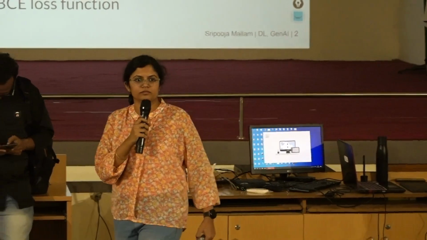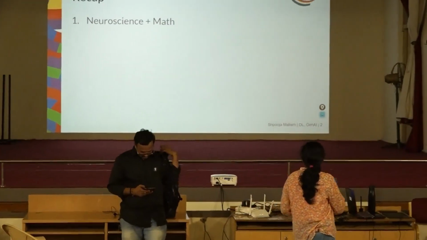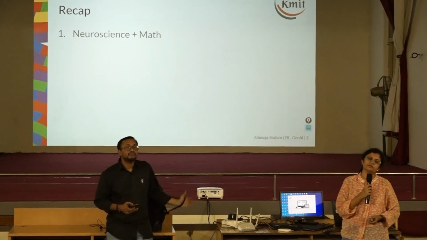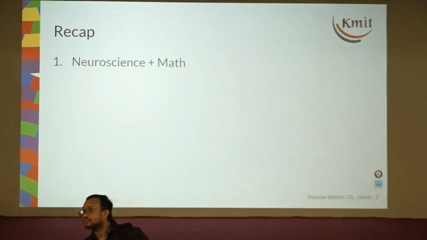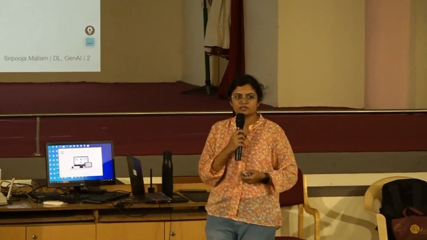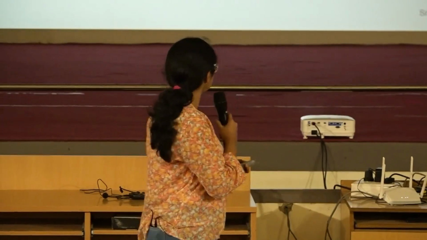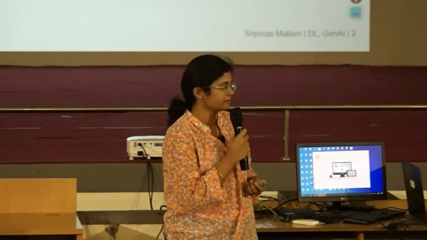Okay, so we'll start once again. So what was discussed yesterday? We started with a little bit of neuroscience, mathematics, and then we touched upon the fundamentals of deep learning, right? Up to the feedback process, the loss function is what we discussed in yesterday's session. And we also discussed the steps in training of a neural network. We covered 5 steps, if you all remember. The last 6th step is what we plan to discuss today.